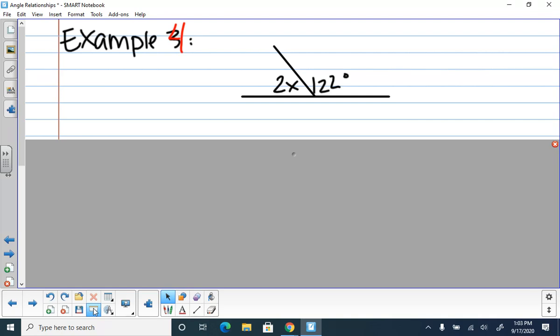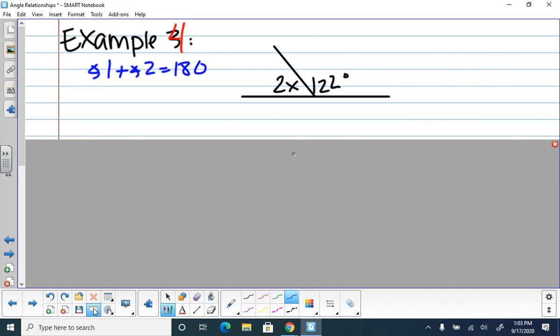Complementary, supplementary, or vertical, what is it that we are looking at? Jaden? Supplementary, which means it's going to add up to 180. So if I were to write this as an equation, angle 1 plus angle 2 equals 180. What am I writing? How do I write this 2x and 122 as an equation?